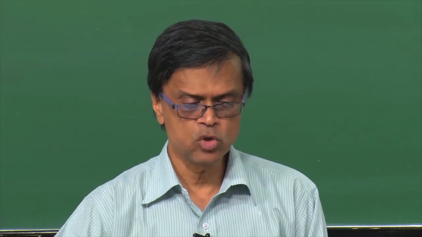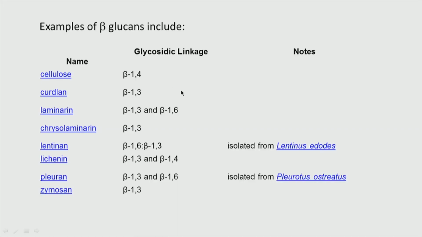So examples of beta glucans: cellulose, beta 1,4; curdlan, beta 1,3; laminarin, beta 1,3, 1,6; chrysolaminarin, beta 1,3; lentinan, beta 1,6, 1,3; lichenin, beta 1,3, 1,4; pullulan; zymosan, beta 1,3. So we have different types of examples depending upon the glycosidic linkage.